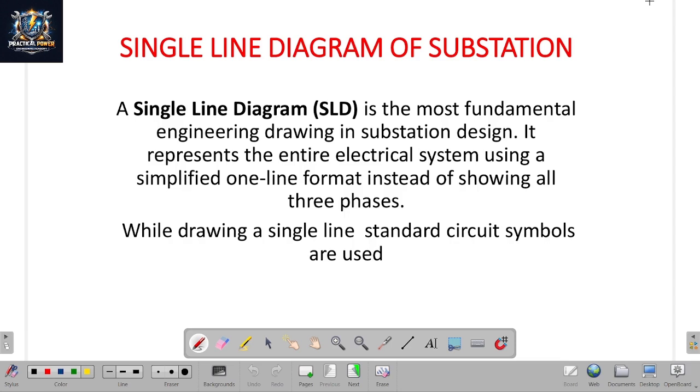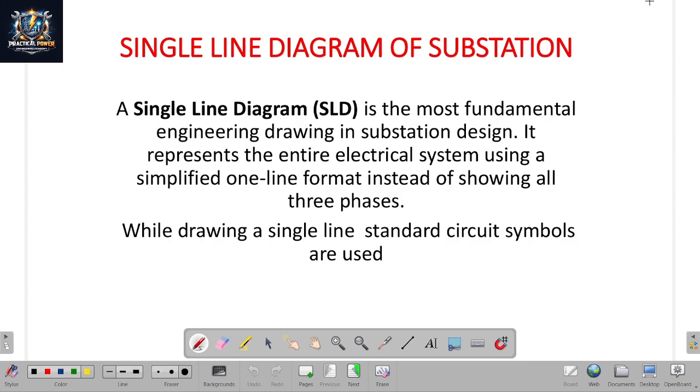Today we'll discuss the single line diagram of a substation. How can I represent the substation in the single line diagram? The single line diagram, in short called SLD, is the most fundamental engineering drawing in substation design.